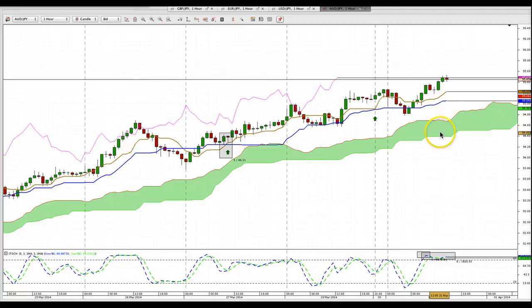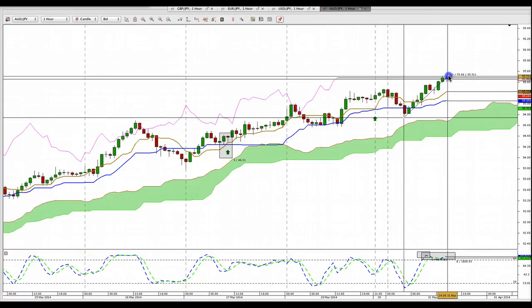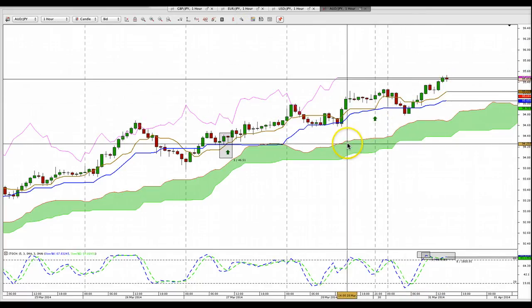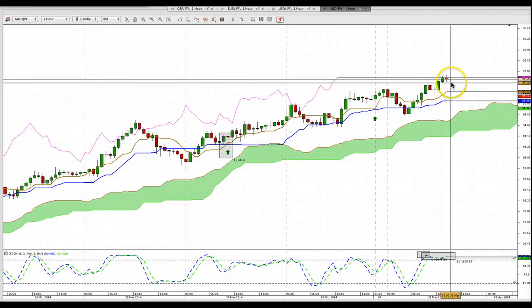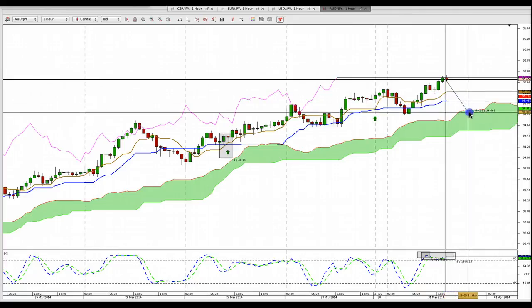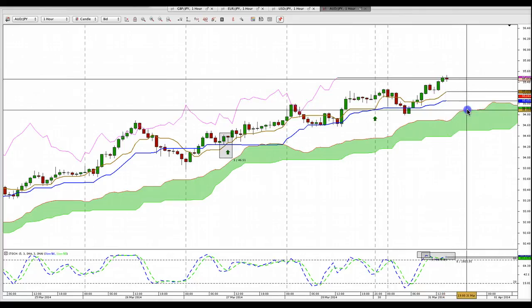But technically, what we're looking for is buying Aussie yen on dips. We don't necessarily want to be taking a trade up here. Why? Because the market's already put in 75, 80 pips. It's done its daily range. So this is not an ideal area to buy. It would be better to wait for the market to come back down, find support, and then buy.